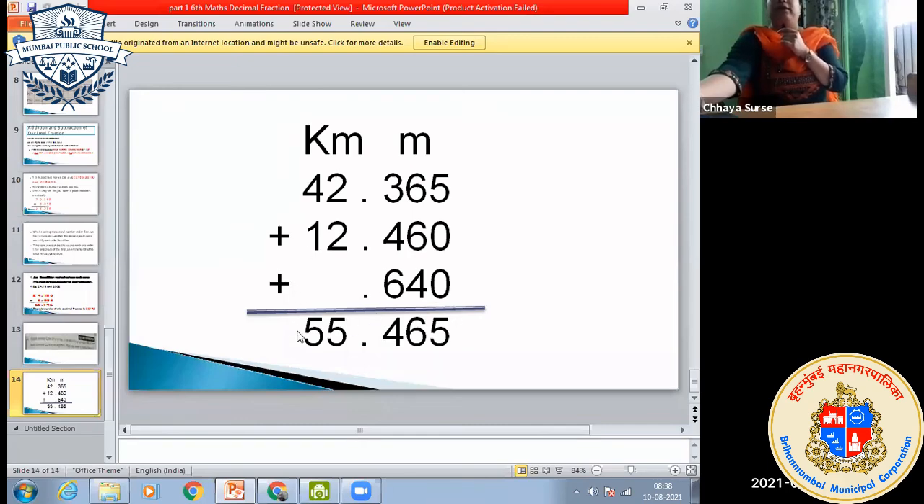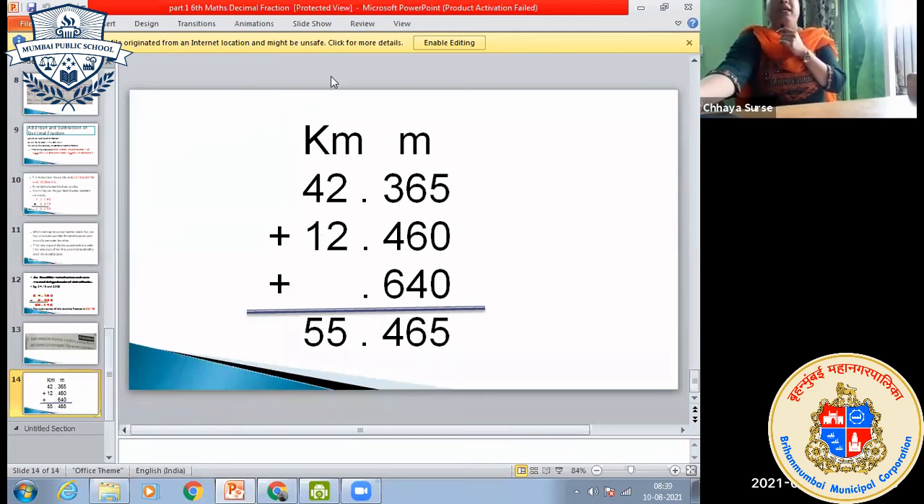In this way, we add the numbers. 5 plus 0, 5. 6 plus 6, 12. 12 plus 4, 16. So 6 here and 1 carried over. 3 plus 4, 7. Then 6 plus 4, 10. 10 plus 3, 13. 13 plus 1, 14. So 4 is here, 1 carried over. 2 plus 2, 4. 4 plus 1, 5. So the answer is 55.465.